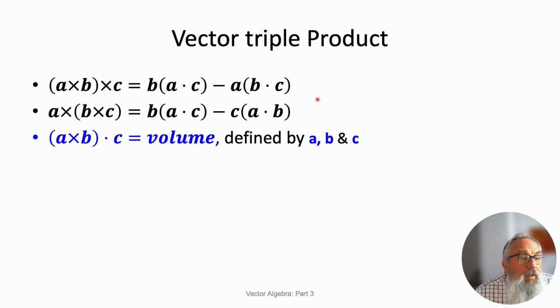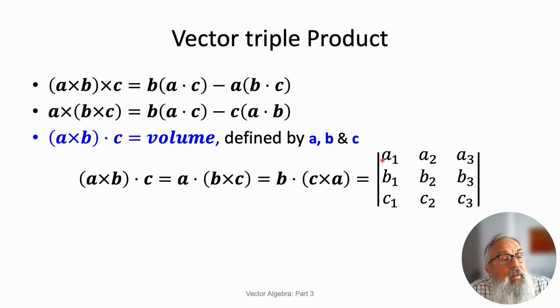And it turns out that A cross B dot C equals the volume defined by three vectors, A, B and C. Okay, we call that a parallelepiped. We can work out the volume. So another geometric calculation we can do with vectors, which is quite handy.